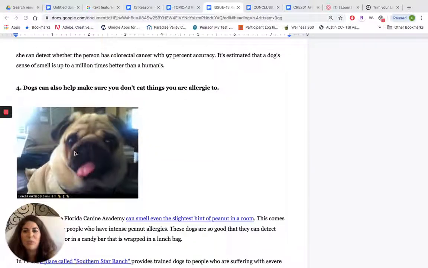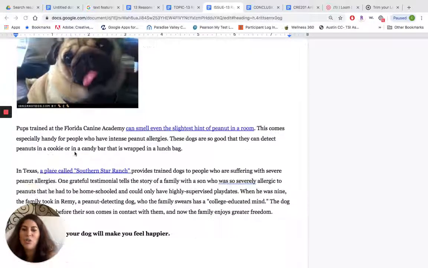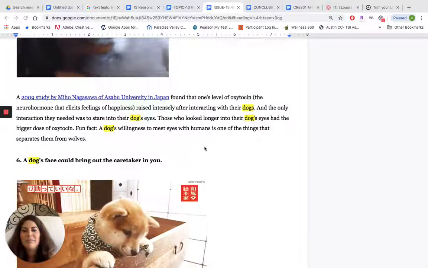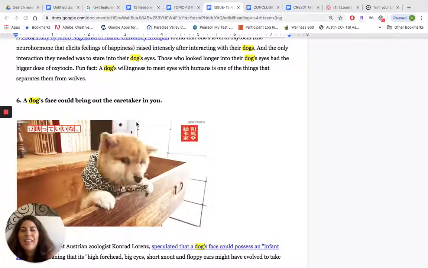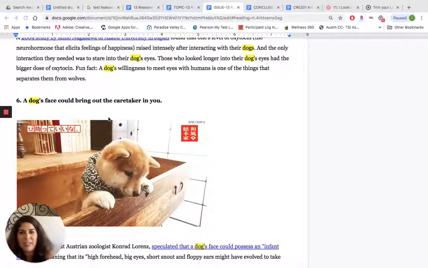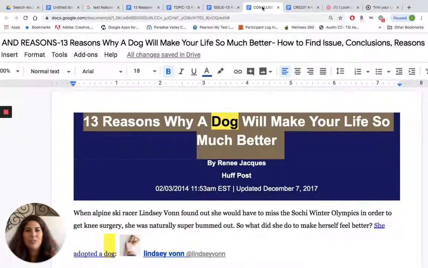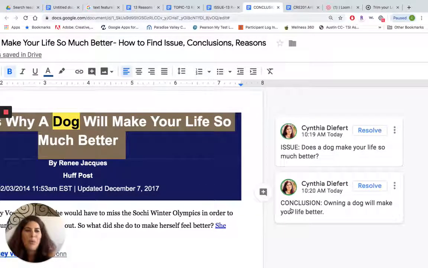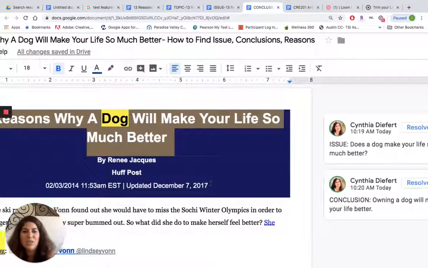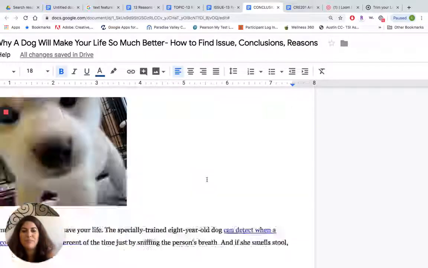And looking at these reasons, dogs can also help make sure you don't eat things you're allergic to. A dog's face could bring out the caretaker in you. These are all positive things. So this author feels that owning a dog will make your life better. And the 13 headings are the 13 reasons that support that stance.